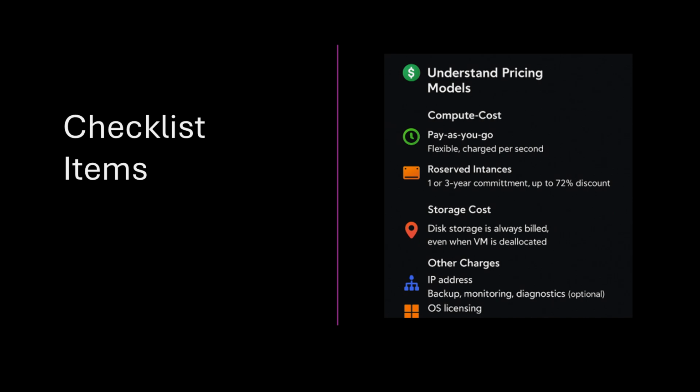There are additional costs to keep in mind. If your VM uses a public IP address, that comes with a charge. Optional services like backup, monitoring, and diagnostics may also add to your bill, but they are valuable for reliability and visibility. Lastly, consider the cost of the operating system license. For Windows VMs, Azure includes licensing in the hourly price. If you have your own license, you can use the Azure Hybrid Benefit to reduce costs even further.